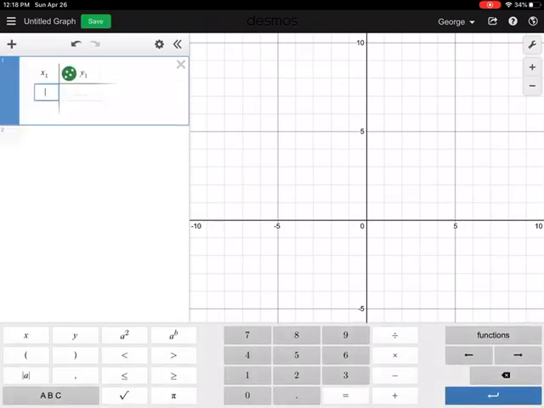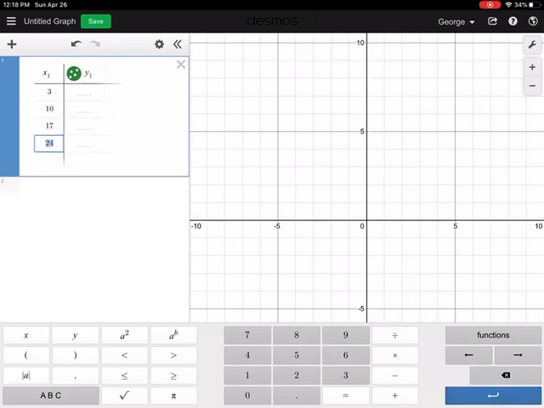Now let's make the table. So remember, you press the plus sign, table, 3, 10, 17, 22. And then down the Y's, 527, 448, 330, and 241.